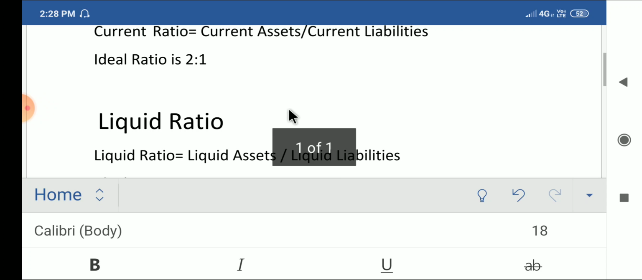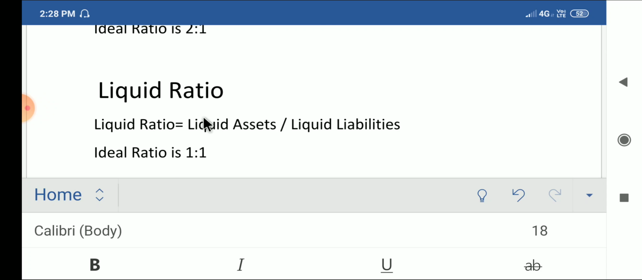Next, the liquid ratio. Liquid ratio is equal to liquid assets upon liquid liabilities. The ideal liquid ratio is 1:1. Liquid ratio is also called the quick ratio or acid test ratio. It is calculated to know the capacity of quick payment of an undertaking. It is calculated between liquid assets and liquid liabilities.